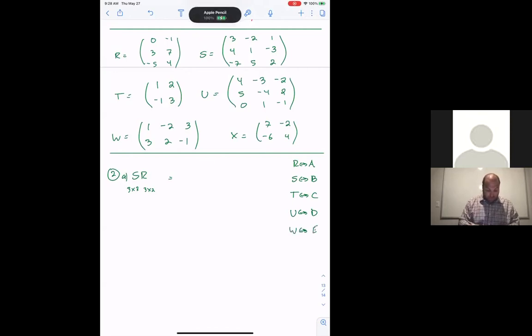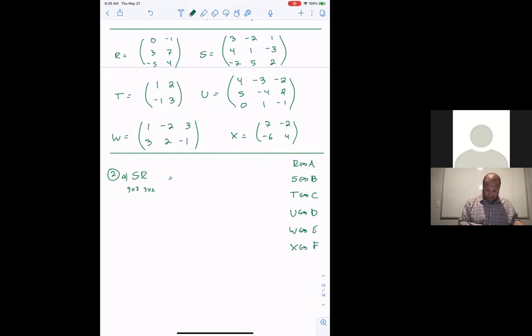That's going to be a 2 by 3: 1, negative 2, 3, 3, 2, negative 1. Quit out, matrix, edit, down to F. That's X is going to correspond to F. That's going to be a 2 by 2 matrix: 7, negative 2. Oh, I hit something wrong. Edit F, 2 by 2: 7, negative 2, negative 6, 4, and quit out. Okay, so now I have them all done.